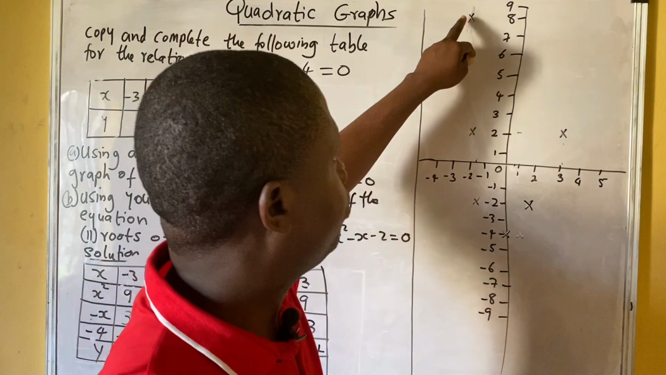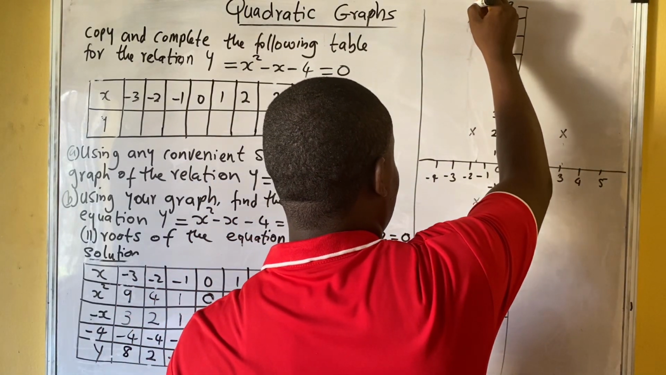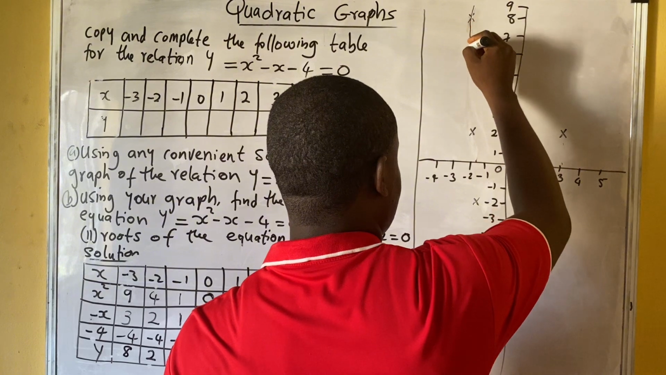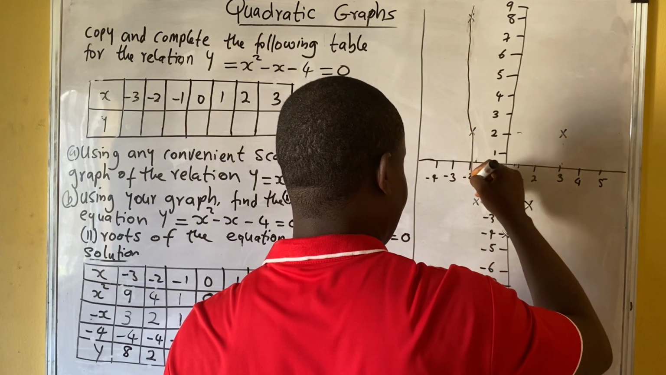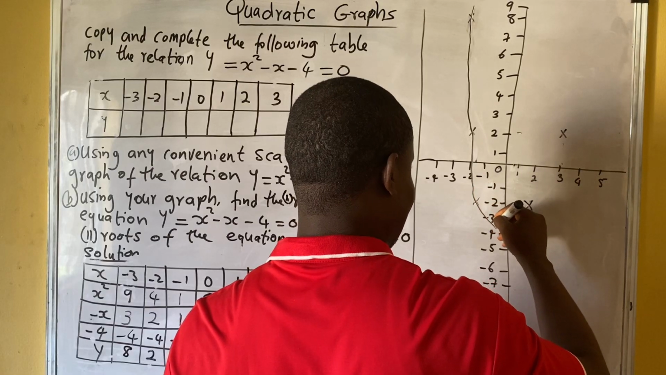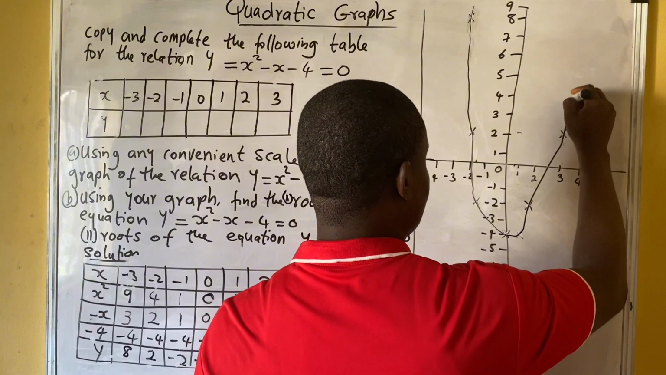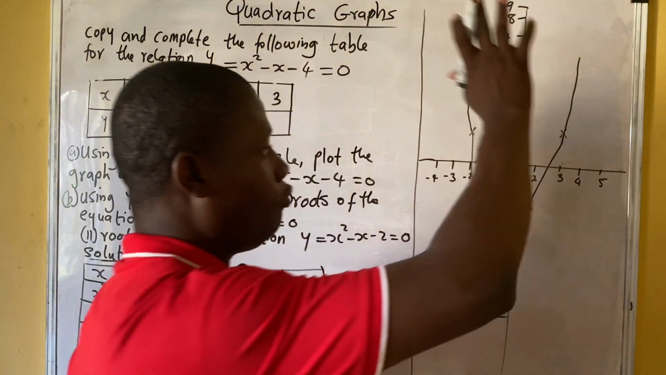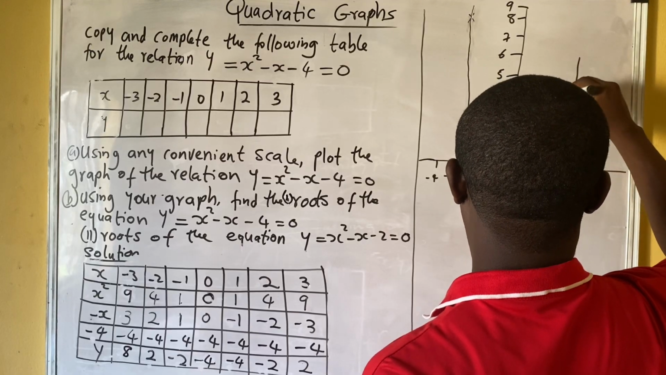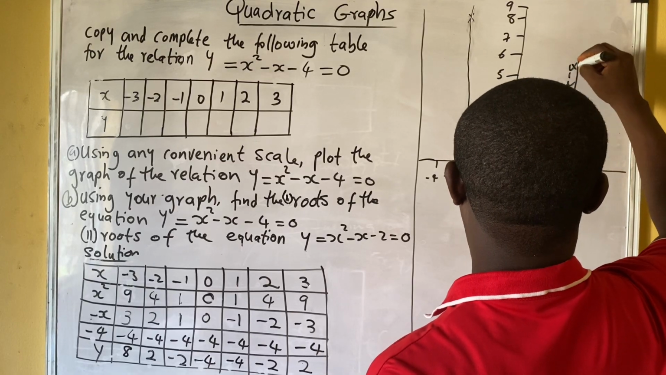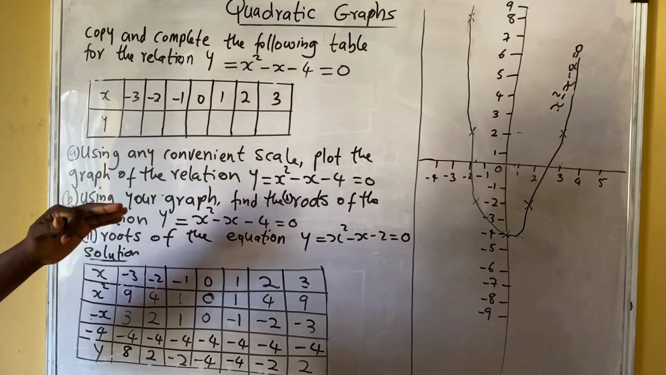We join all the plotted points together using a French curve. So we're going to have this. If you do this in your graph book, it will be a very neat curve. Mind you, I'm using a freehand sketch, so we're going to have something like this. Yours should be a very neat curve. So this is the curve for this quadratic equation, which is x squared minus x minus 4 equals 0. Okay? So now, let's go to the second part of the question.